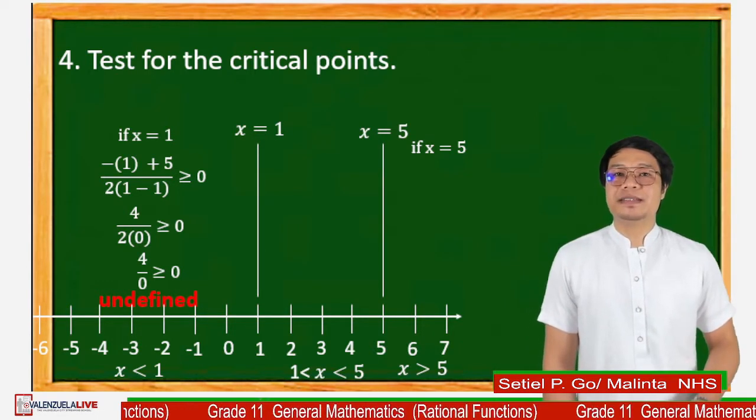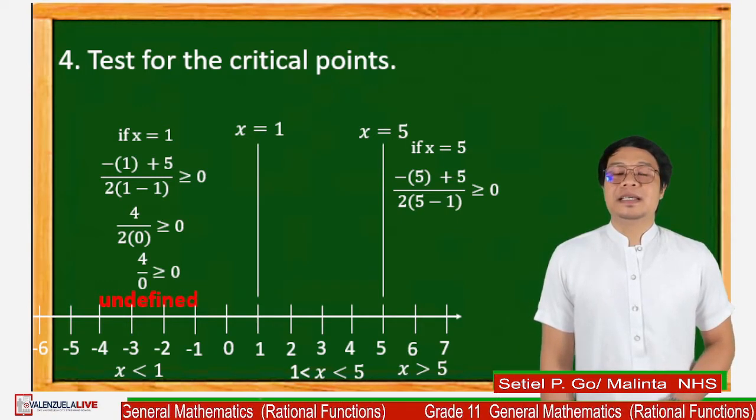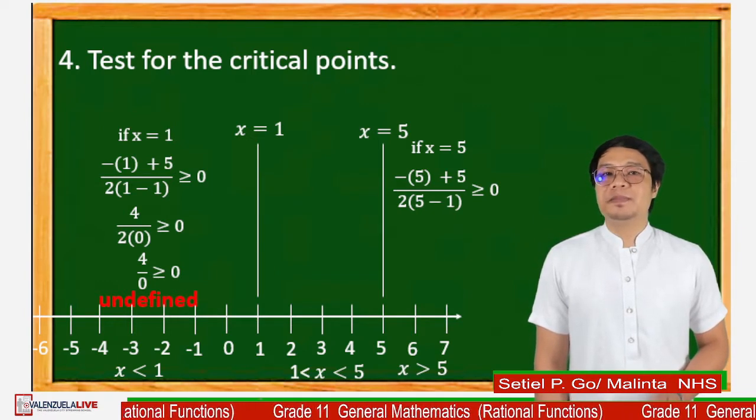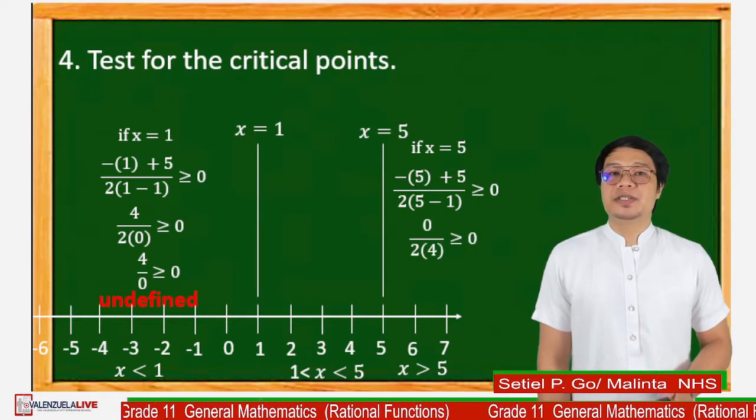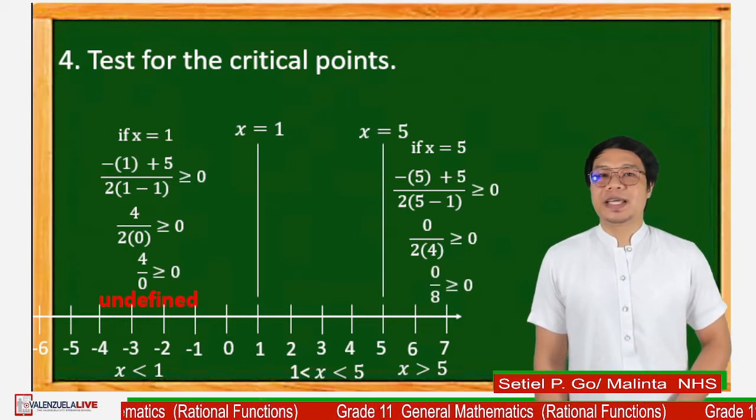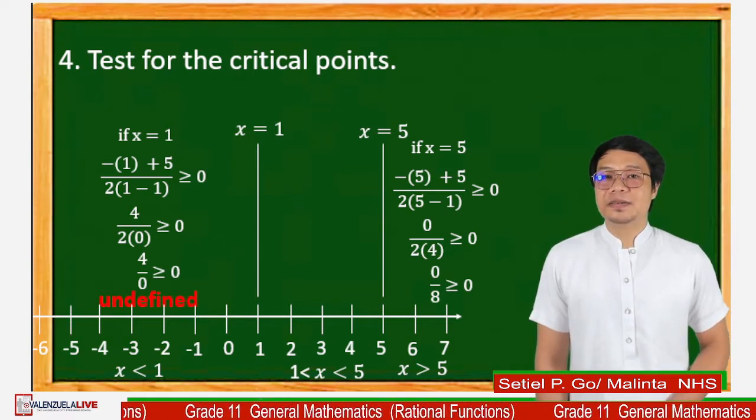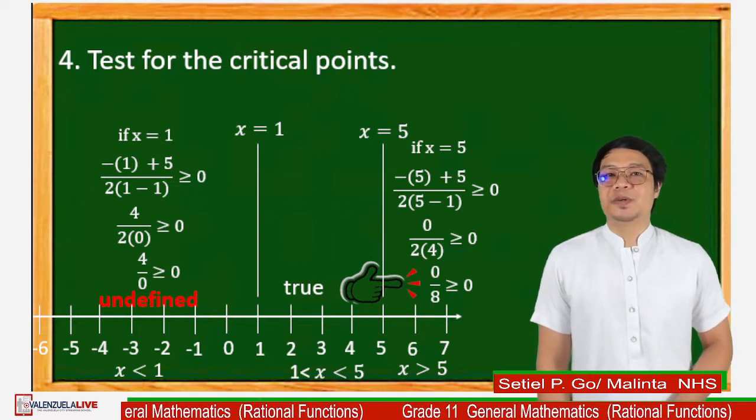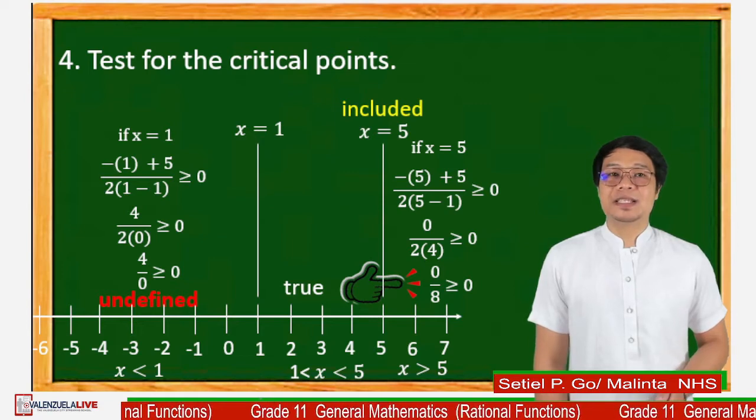Now let's consider if x is equal to 5. So using the rational inequality, we have negative 5 plus 5 all over 2 times the quantity 5 minus 1, it must be greater than or equal to 0. Performing the operation, we have 0 over 2 times 4 is greater than or equal to 0. So again, is 0 over 8 greater than or equal to 0? Yes, it's true, because 0 is greater than or equal to 0. So meaning, x is equal to 5 will be included in the solution set.